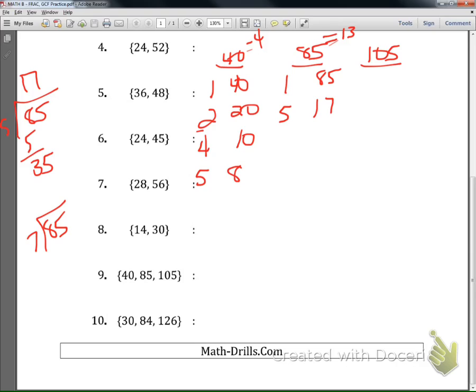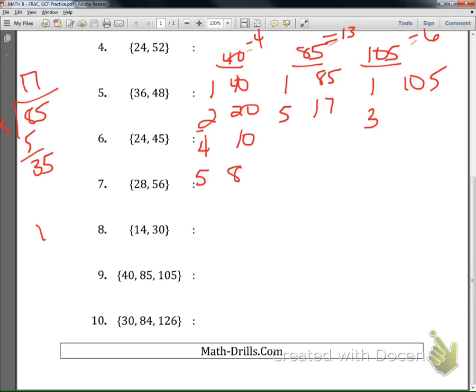I don't think 8 goes into it. 9 doesn't go into it, and that's 10, 11, 12. But yeah, I think we're done there. So there weren't that many, even though 85 is kind of a big number. 105, you have 1 and 105. 2 can't go into it. 1 plus 0 plus 5 is 6, so that means 3 can go into it.